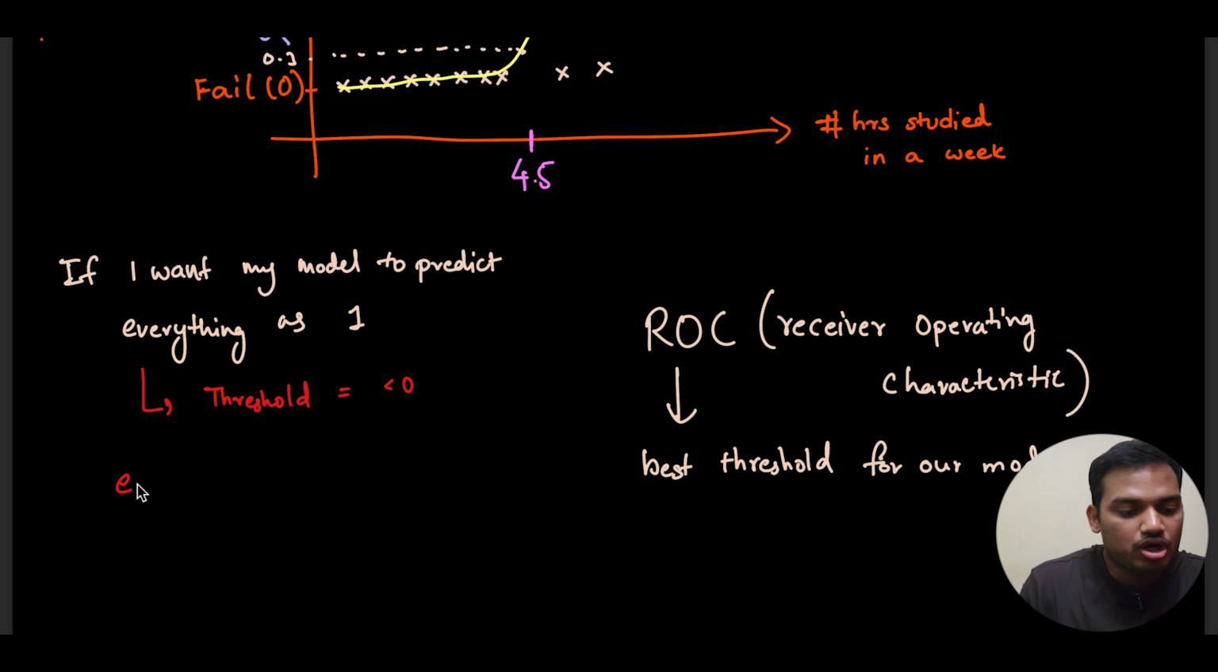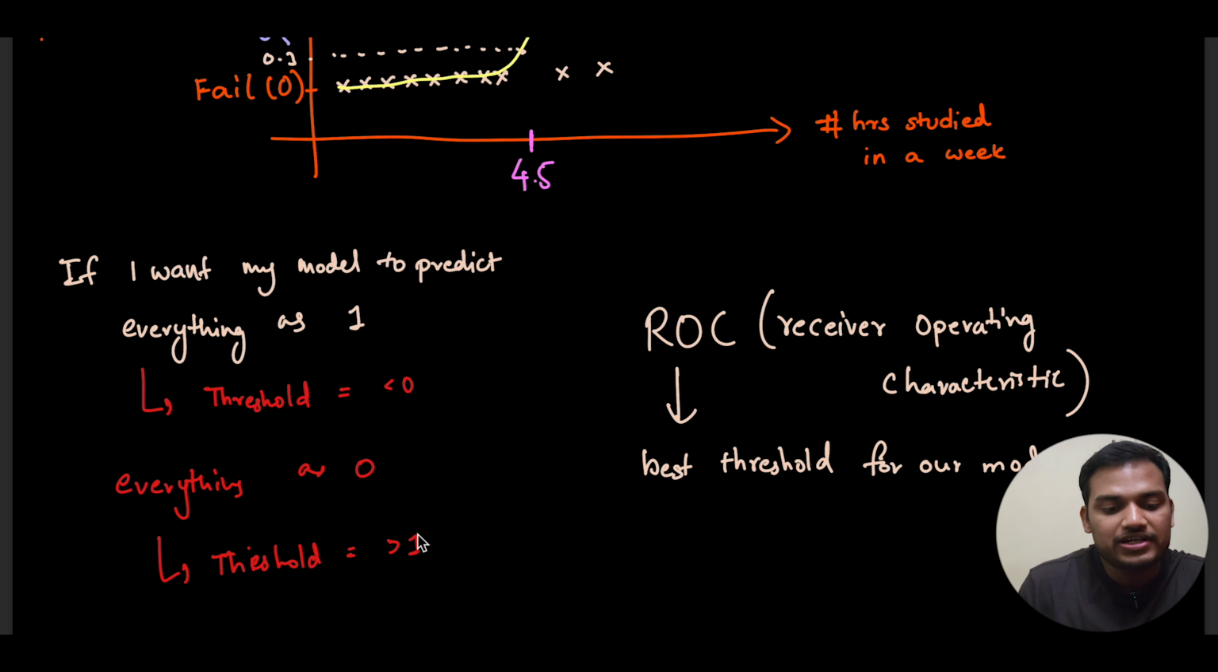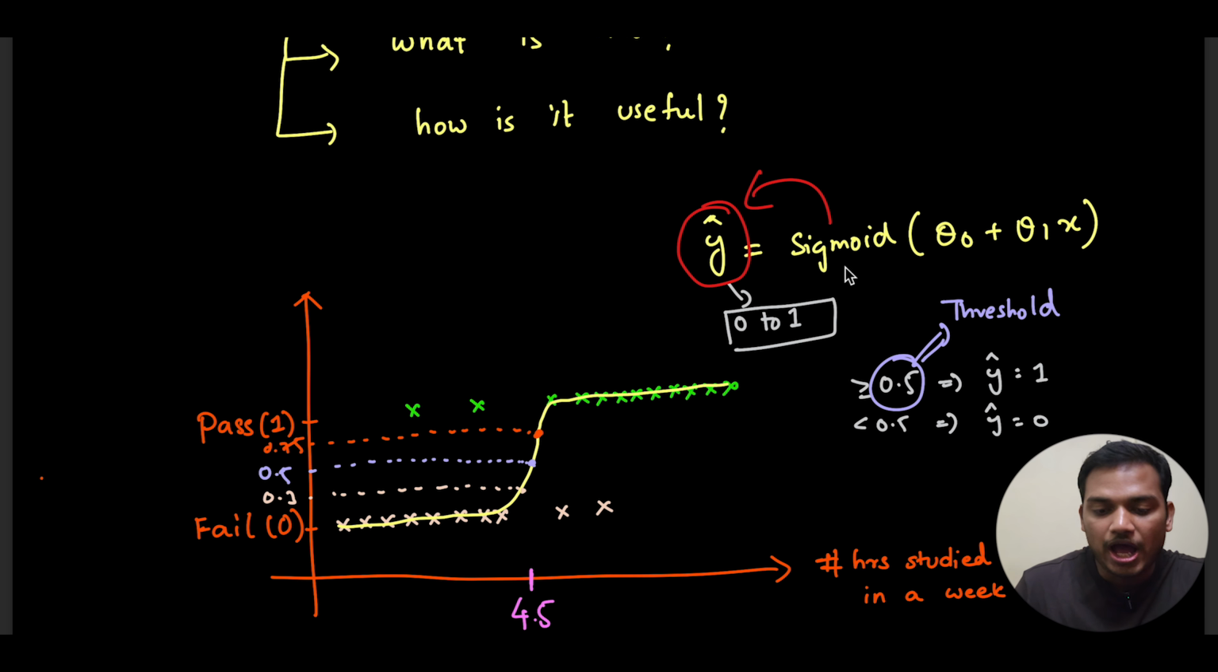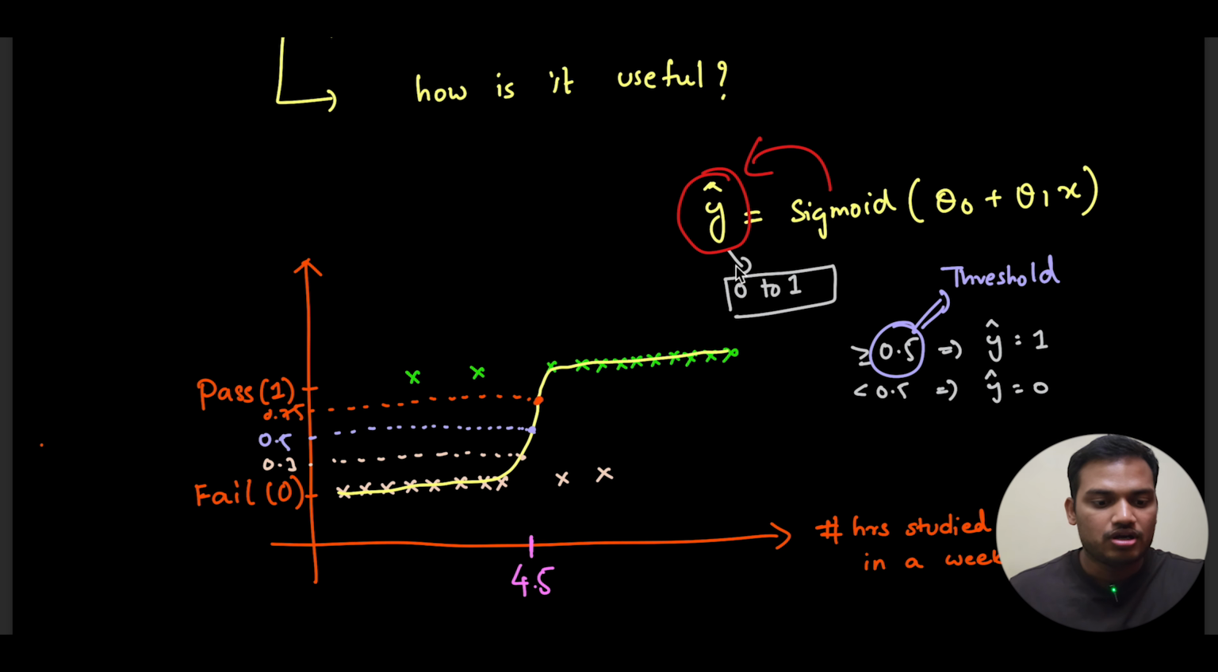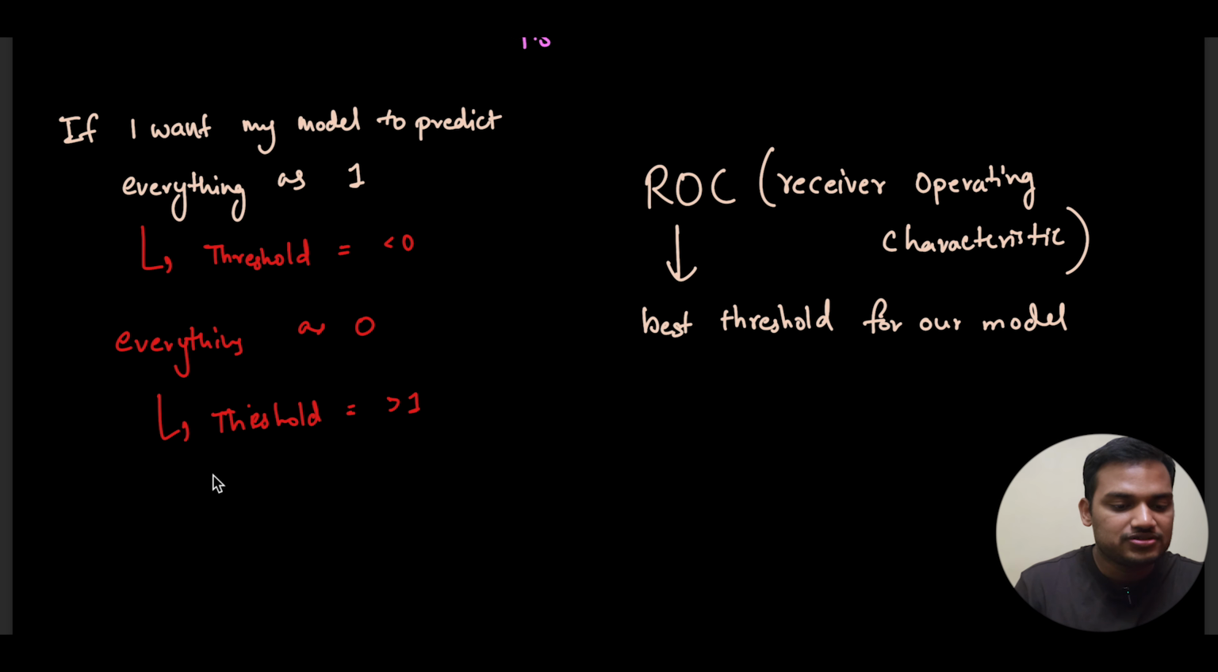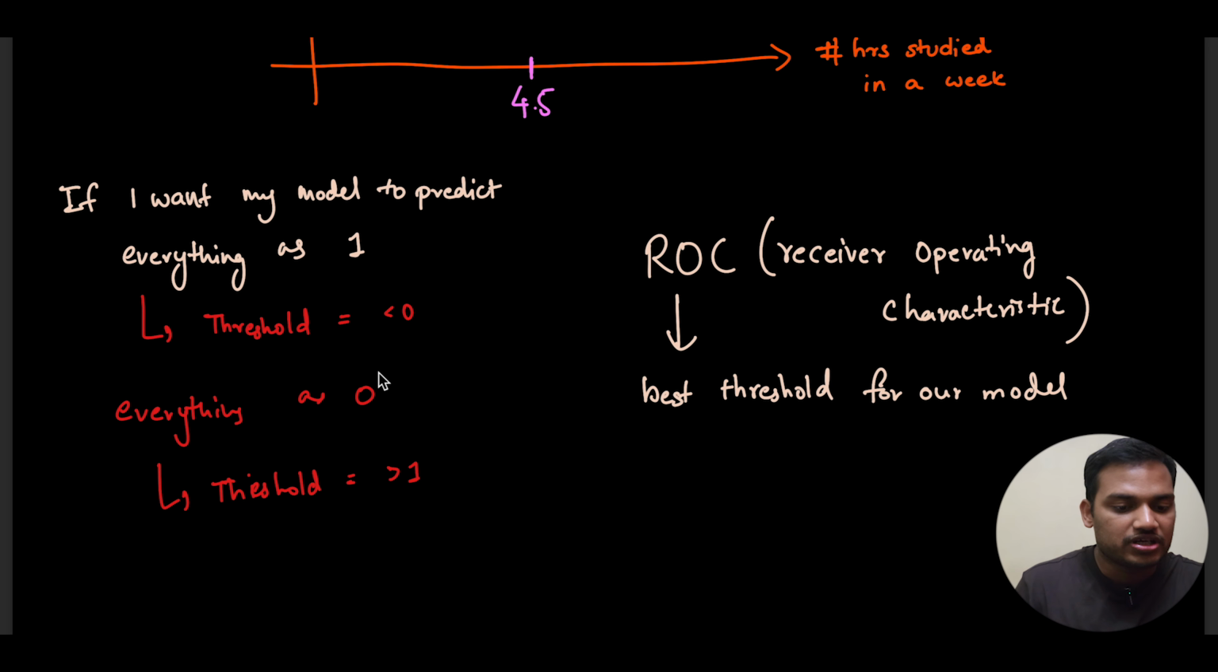Similarly, if we want every prediction to be 0, what should my threshold be? My threshold will be slightly greater than 1. When the threshold is slightly greater than 1, what will happen? The value that we get from the sigmoid function is between 0 and 1 only, so it can never exceed 1. That's why it will always give us a predicted value of 0.